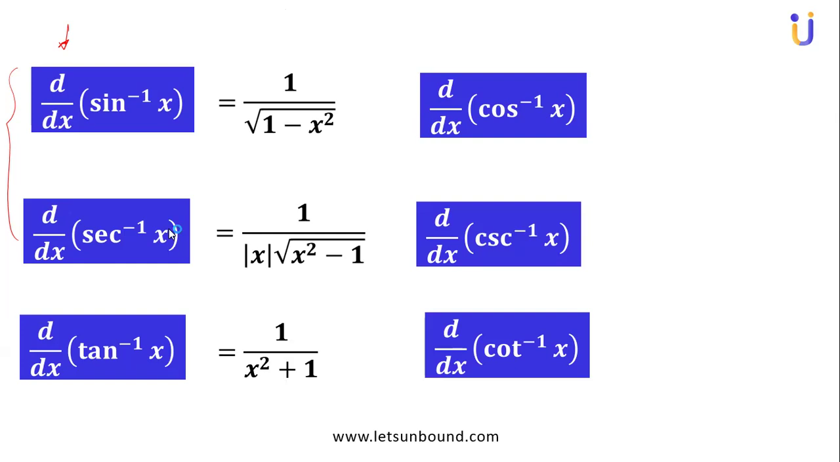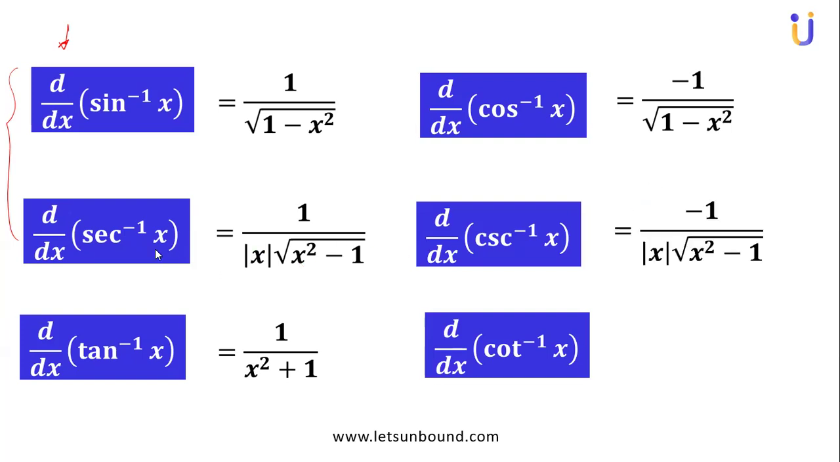Now, if you memorize this, cos inverse, like sine and cos are co-functions, right? It will have a minus. The same thing as sine inverse, but with a minus. And cosecant inverse is also the same as secant inverse, with a minus. They are also co-functions. Secant, cosecant, minus 1. And this is also the same. Tan, cotangent. So this will be minus 1 by x squared plus 1. That's the way you can memorize this.